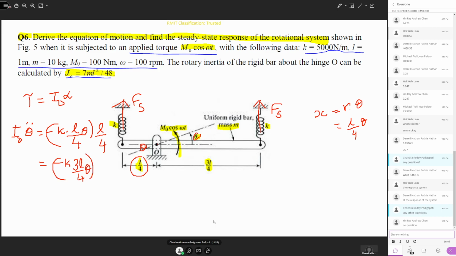Then what is the moment due to this? The spring force multiplied by the perpendicular distance. The perpendicular distance to the hinge is 3L by 4. If you want to equate with this, then we need to add the torque acting on this. The torque acting on this will be positive, so we can write M naught cos omega t.